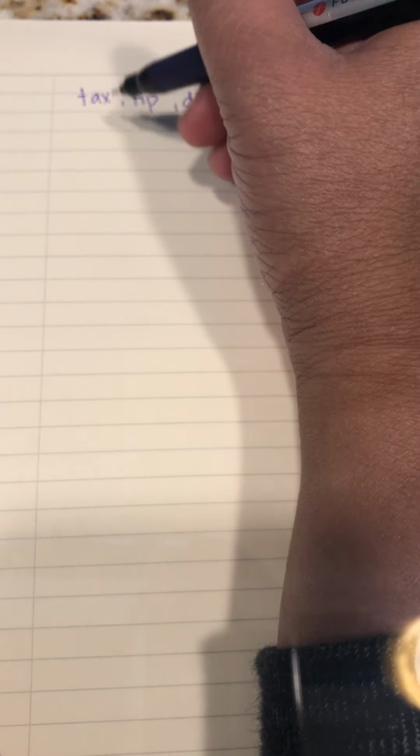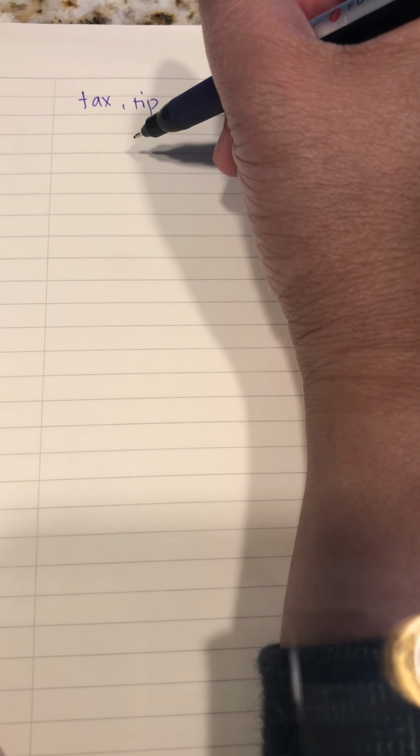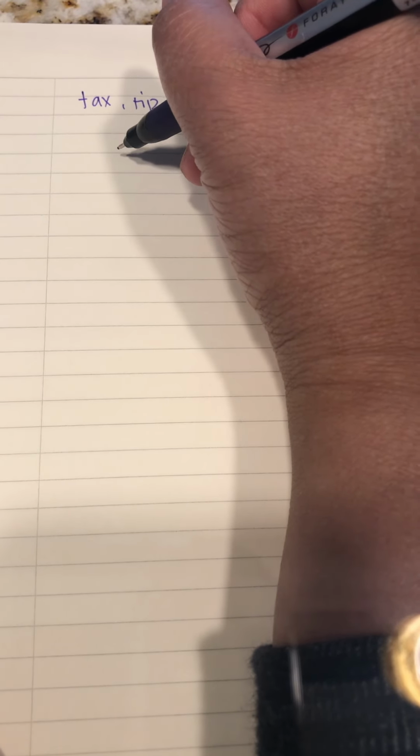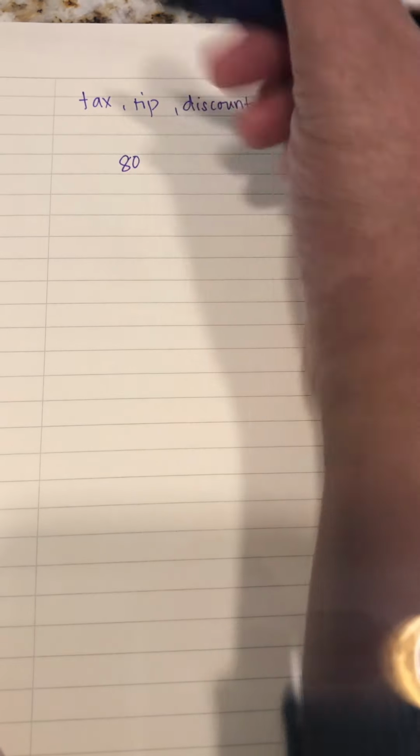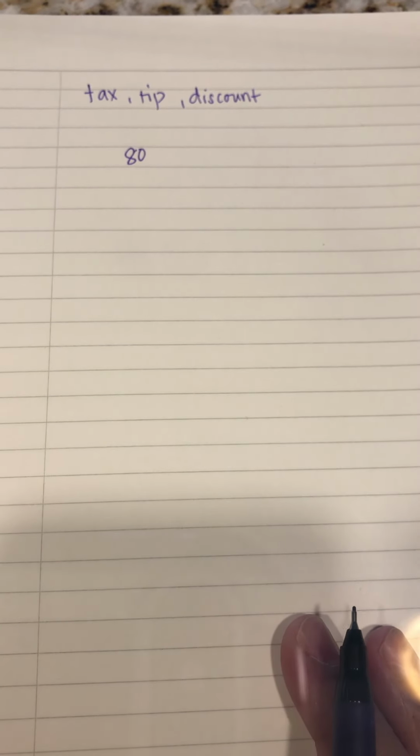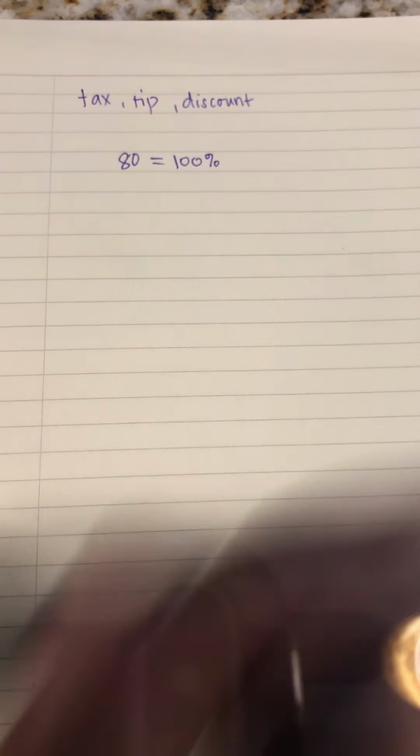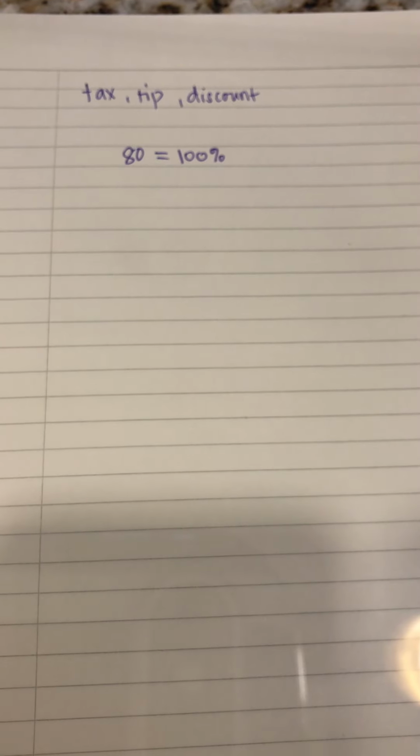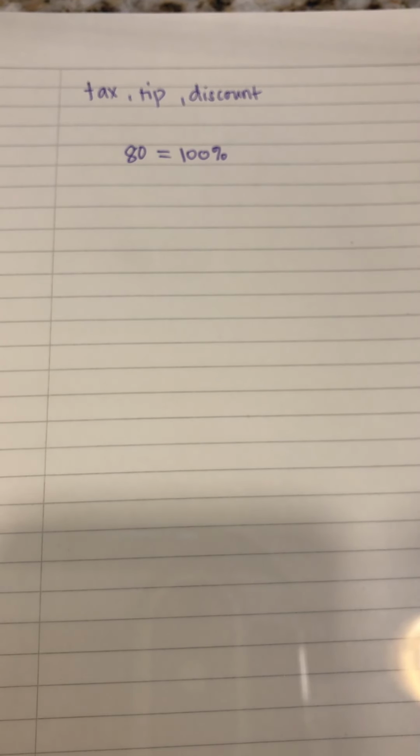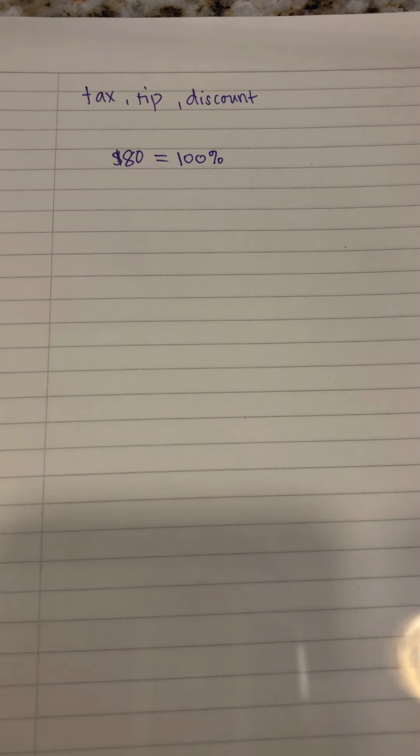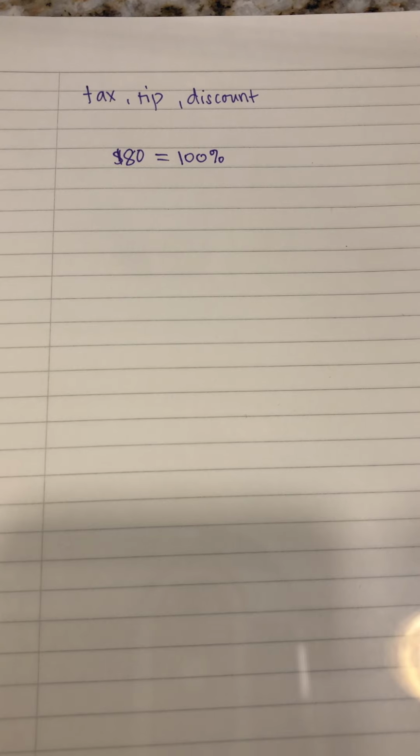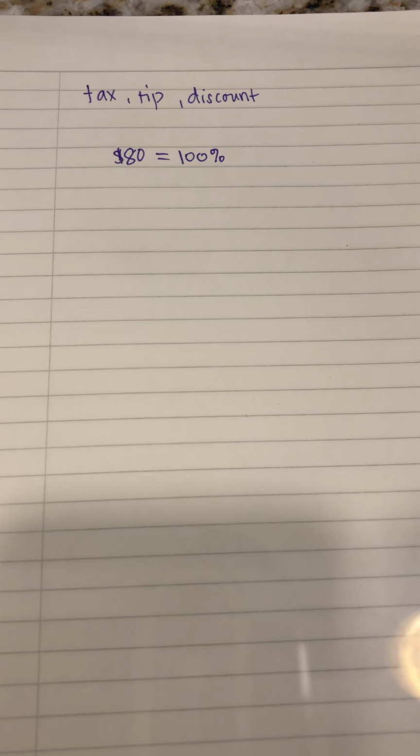If I have, let's do something easy, let's do 80. So what I'm going to do is cut this 80. My 80 is my 100%, my whole, my total. Let's just make it dollars. So $80 is my money. That's 100% of my money.